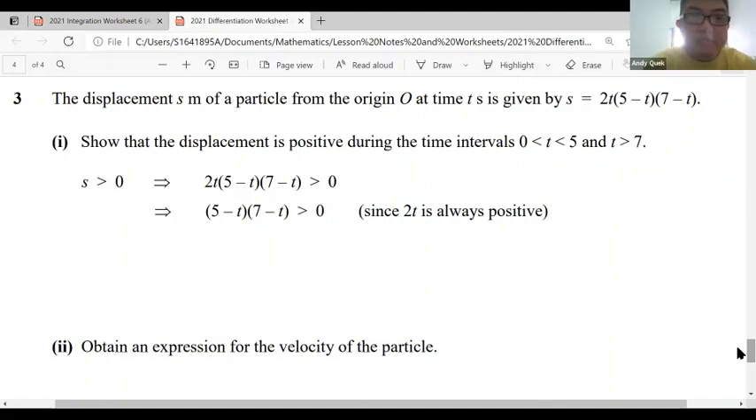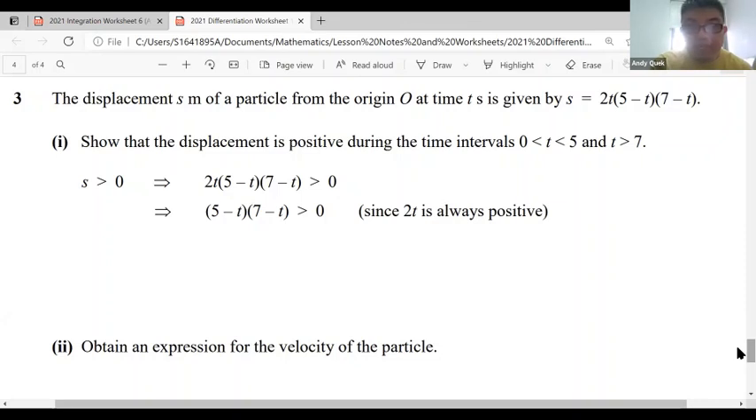So here, the displacement of the object is given by this expression, and displacement is in terms of t. The question is asking, first part, show that the displacement is positive during specific time intervals. All right. So I have done the first part. If displacement is positive, you bring in the inequality. All right, and then what you have is a cubic expression.